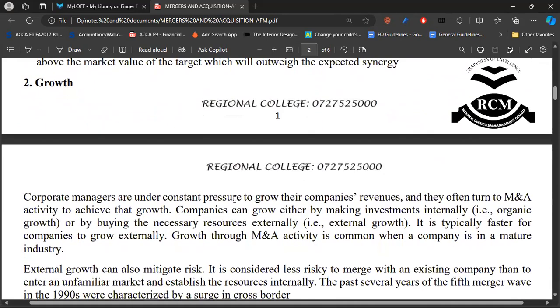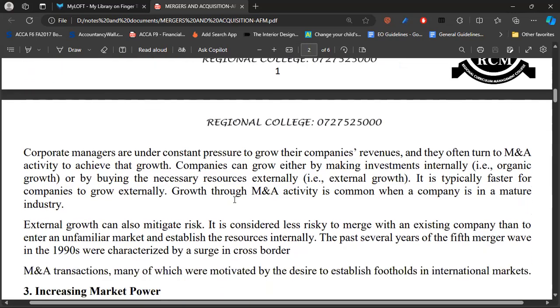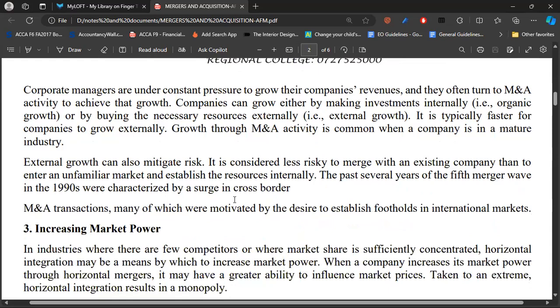But when you look at the aspect of growth, corporate managers are under constant pressure to grow their company's revenues, and they often turn to merger and acquisition activity to achieve that growth. So the company can grow either by making investment internally, that is organic growth, or by buying the necessary resources externally, that is external growth. It is typically faster for companies to grow externally.